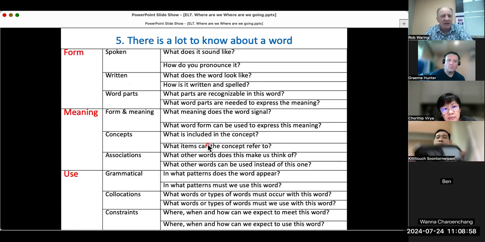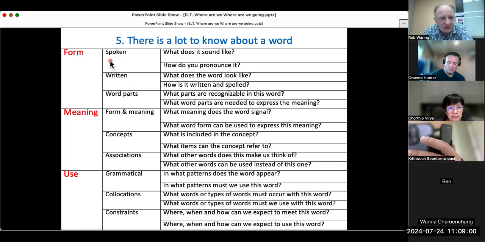This is Paul Nation's table of aspects of word knowledge. I'm not going to go through it, but basically there's form, there's meaning, there's use. And if you want to know about a word, these are some of the things you need to ask. How is it written? How is it spelled? In what patterns can we use this word? What can the items refer to?